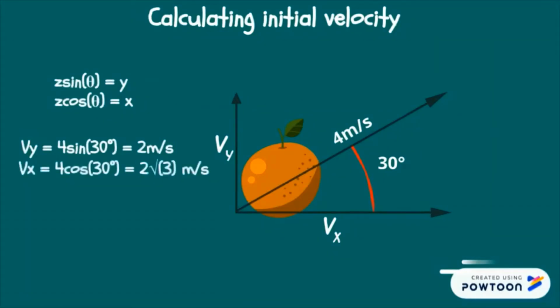To find Vx, all we need to do is multiply 4 by cosine 30 degrees. And we get 2 square root 3. That means the horizontal velocity of this moving orange will roughly equate to around 3.46 meters per second.